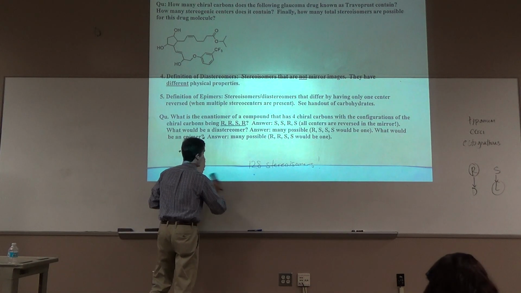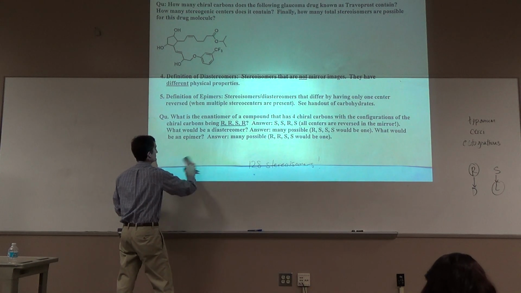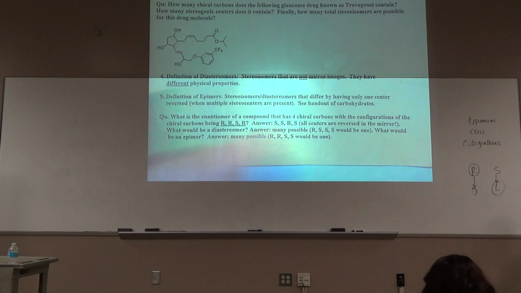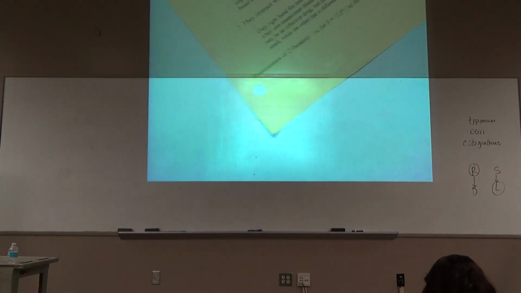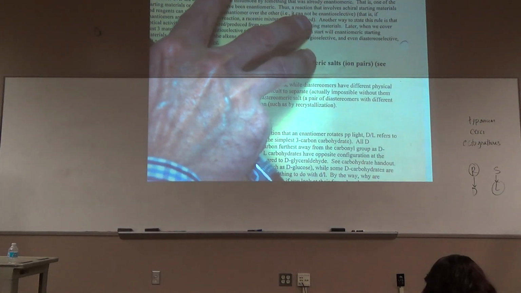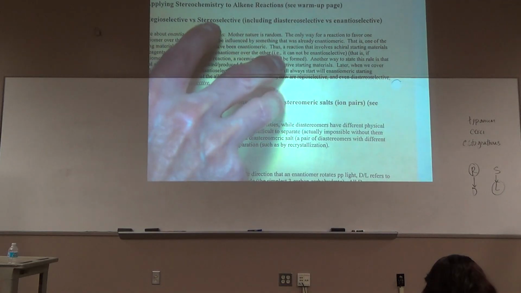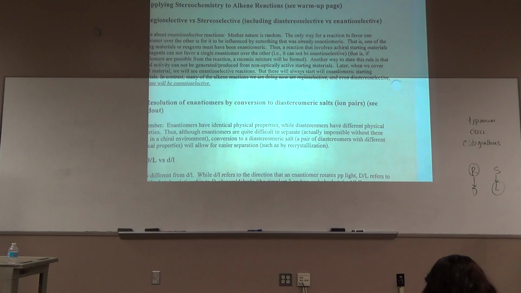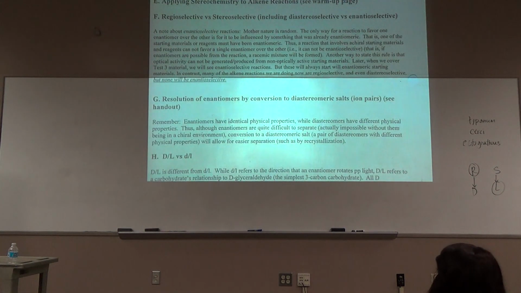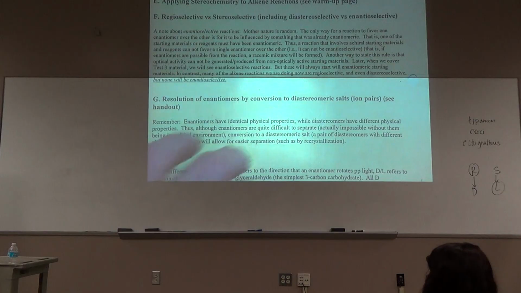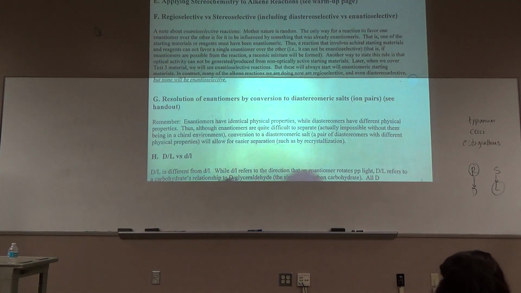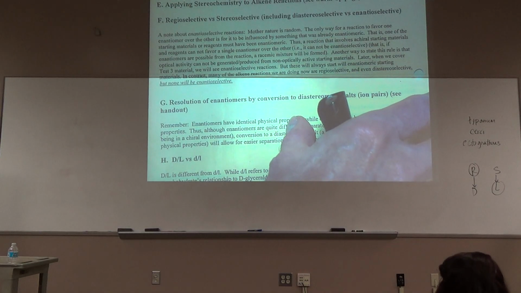Okay? I think we pretty much already covered that. The meso compound, we've already covered that. Plane of symmetry: even though it has chiral carbons, it still has a plane of symmetry. We'll do some examples.